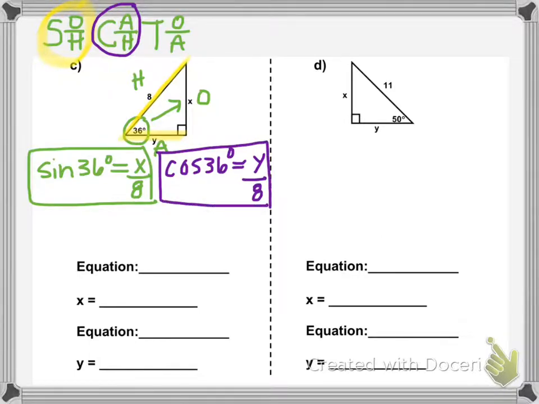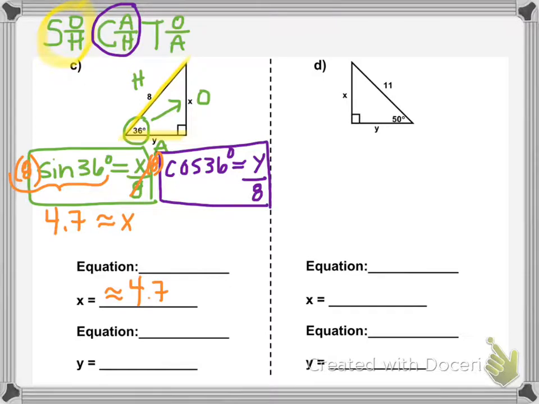So now we just have to solve these little guys. They're both going to be solved the same way. We're going to start by getting rid of that 8 in the denominator on the right side by multiplying both sides by 8. So x equals about 8 times the sine of 36. Type that into your calculator. I got about 4.7. So that's about the length of side x.